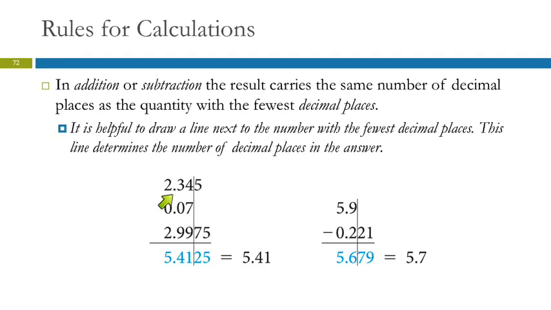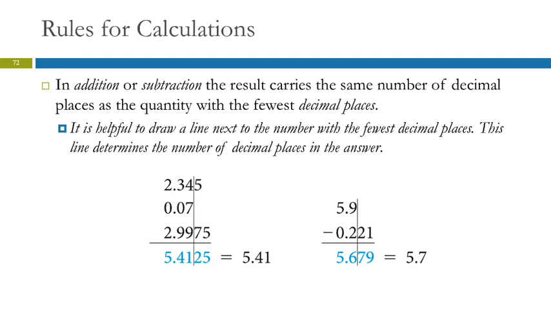So in this example, the first number has 3 decimal places, the second one has 2 decimal places, the third one has 4 decimal places. The middle one, 0.07, has the fewest number of decimal places, 2 decimal places. So I'm going to take the answer that my calculator gives me and I'm going to round it to 2 decimal places.